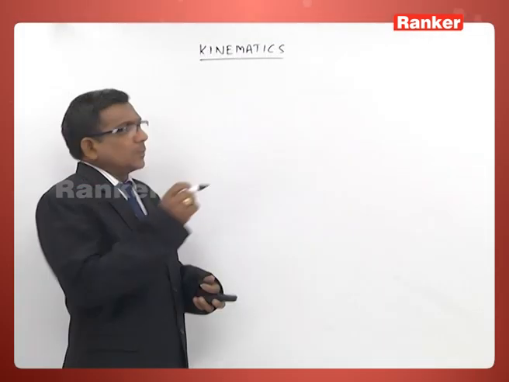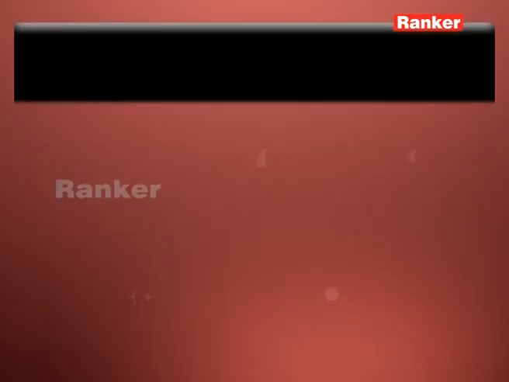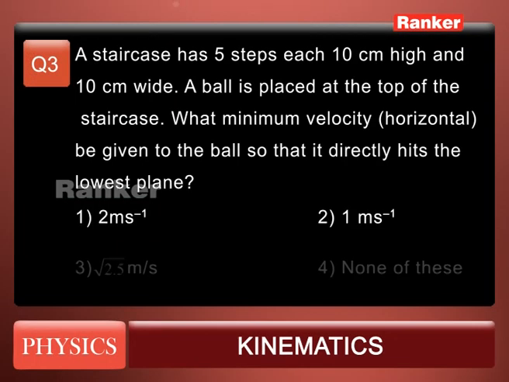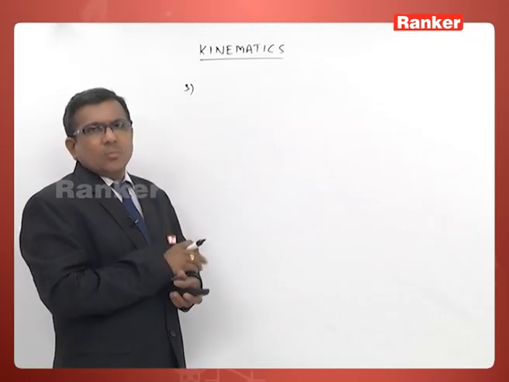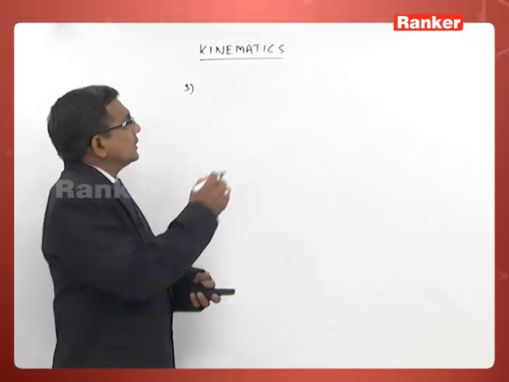Let us see the third problem. The problem is: a staircase has 5 steps, each 10 centimeters high and 10 centimeters wide. A ball is placed at the top of the staircase. What is the minimum horizontal velocity to be given to the ball so that it directly hits the lowest plane? To solve the problem, it is a horizontal projection problem. Let us draw a simple diagram.